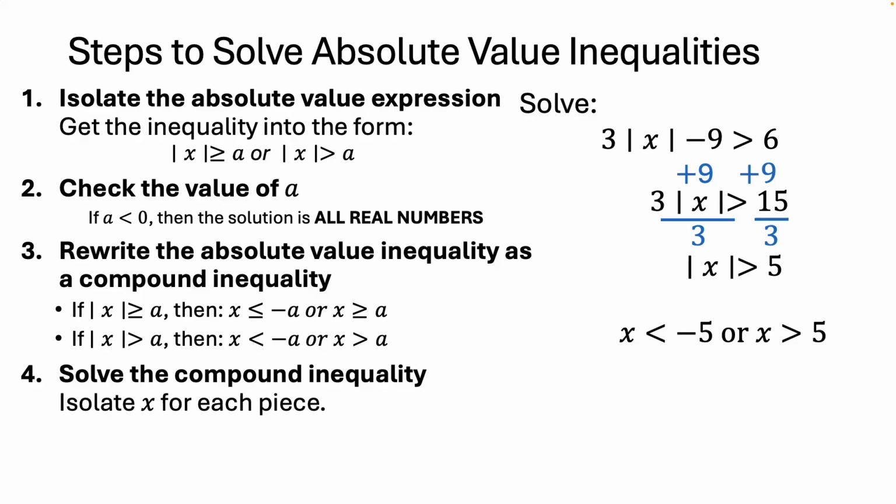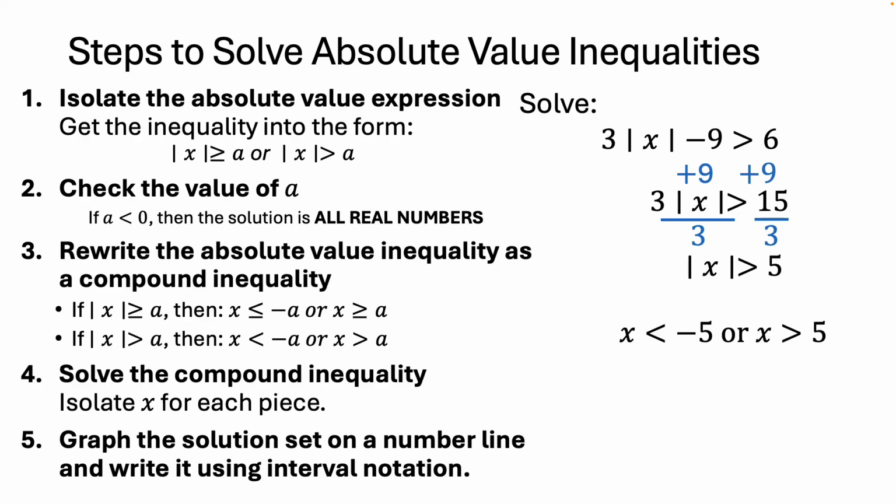The fourth step is to solve the compound inequality, where we would isolate x for each piece. However, this is already done for us in this problem. X is already isolated in the expression x is less than negative 5 or x is greater than positive 5. Step number 4 does not apply to this problem or the rest of the problems in this video, but you would need to do it if your problem was a little bit more complicated. Step 5 is to graph the solution on a number line and write it using interval notation.